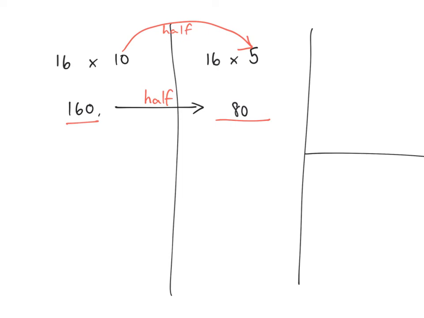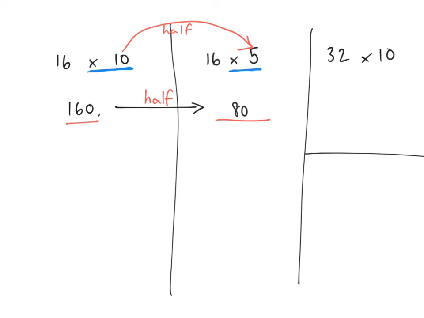The reason this works is because 5 is half of 10. So 5 lots of something will be half of 10 lots of something. People often find timesing by 10 much easier. So we multiply the 16 by 10, then half it to work out the answer of 16 times 5. I'll do one more for you.